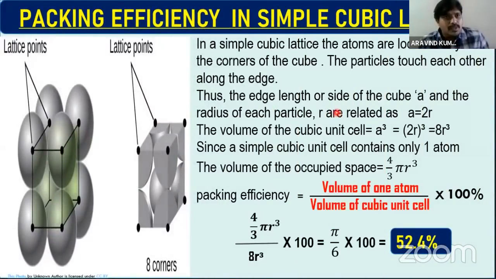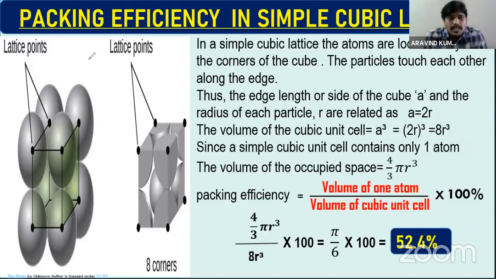Let us move to the first topic, children. Packing efficiency in the simple cubic lattice. Children, as I've already said, simple cubic lattice consists of lattice points only at the corners. Yesterday's class, if you go through it, definitely you will understand that the particles are present only on the corners, right? In the cubic lattice, atoms are located only at the corners of the cube, right? Let me go to the packing efficiency, children. I'll tell you what you understand by the term packing efficiency. Packing efficiency is the percentage of total space filled by the particles.